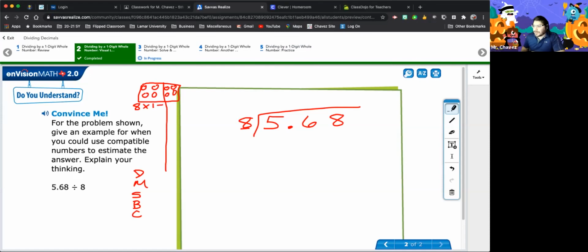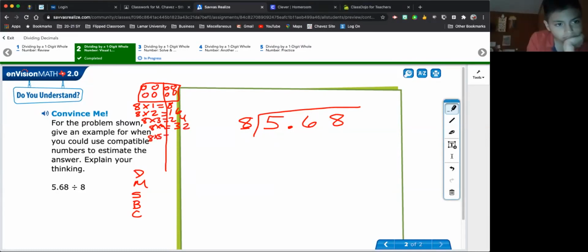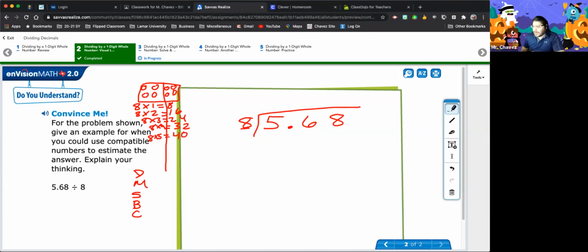So we have 8 times 1, that's 8. 8 times 2, 16. 8 times 3, 24. 8 times 4, 32. 8 times 5, 40. And I'll stop there at 8 times 5. If I need more, then I'll do more.